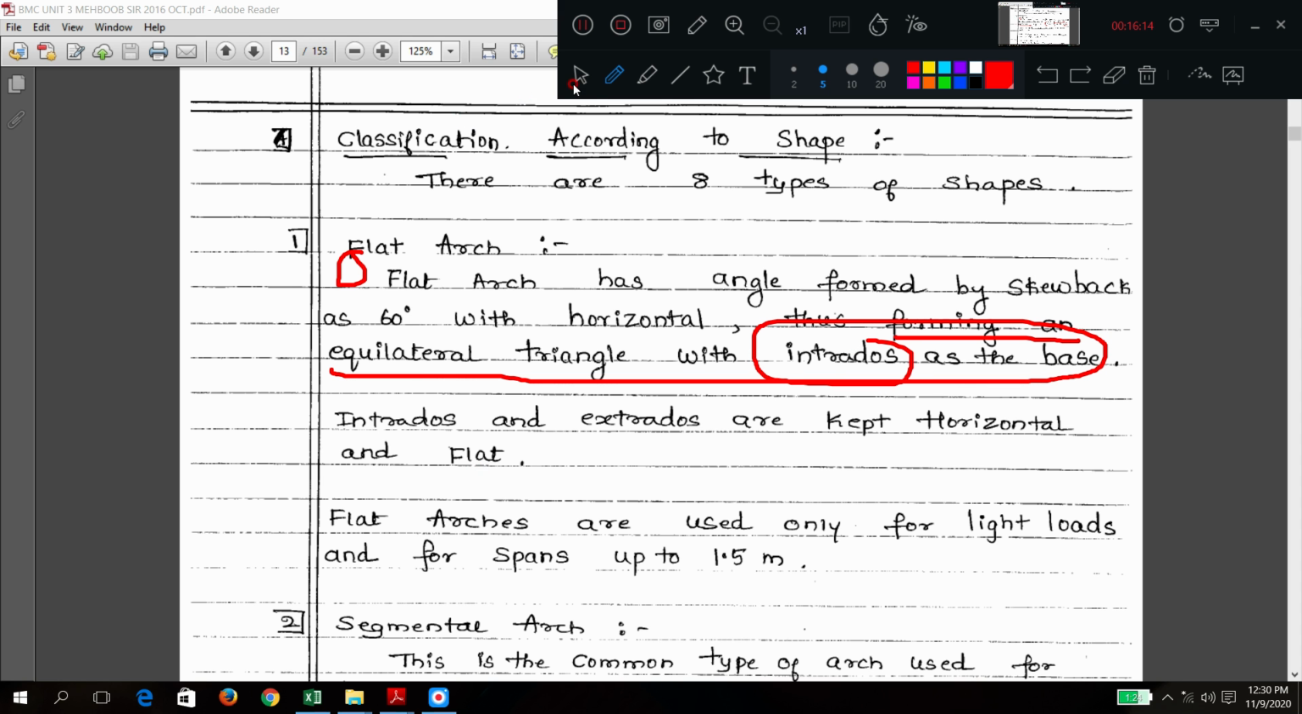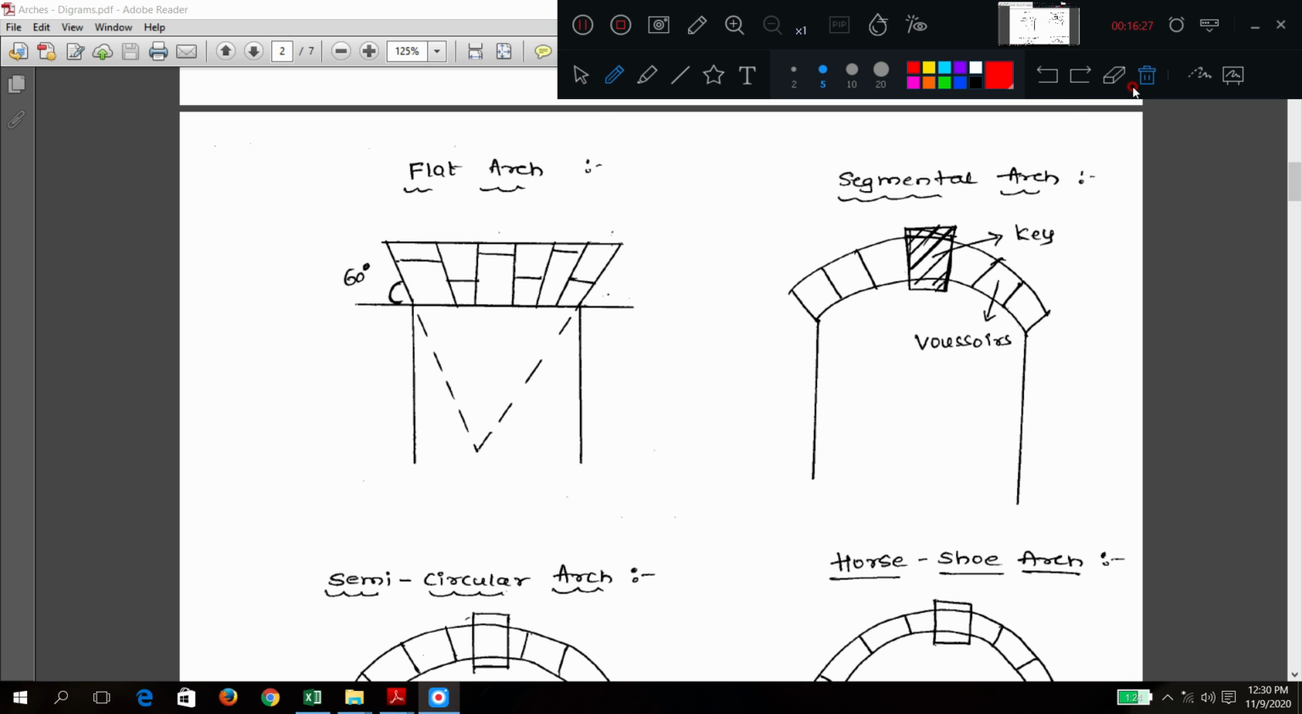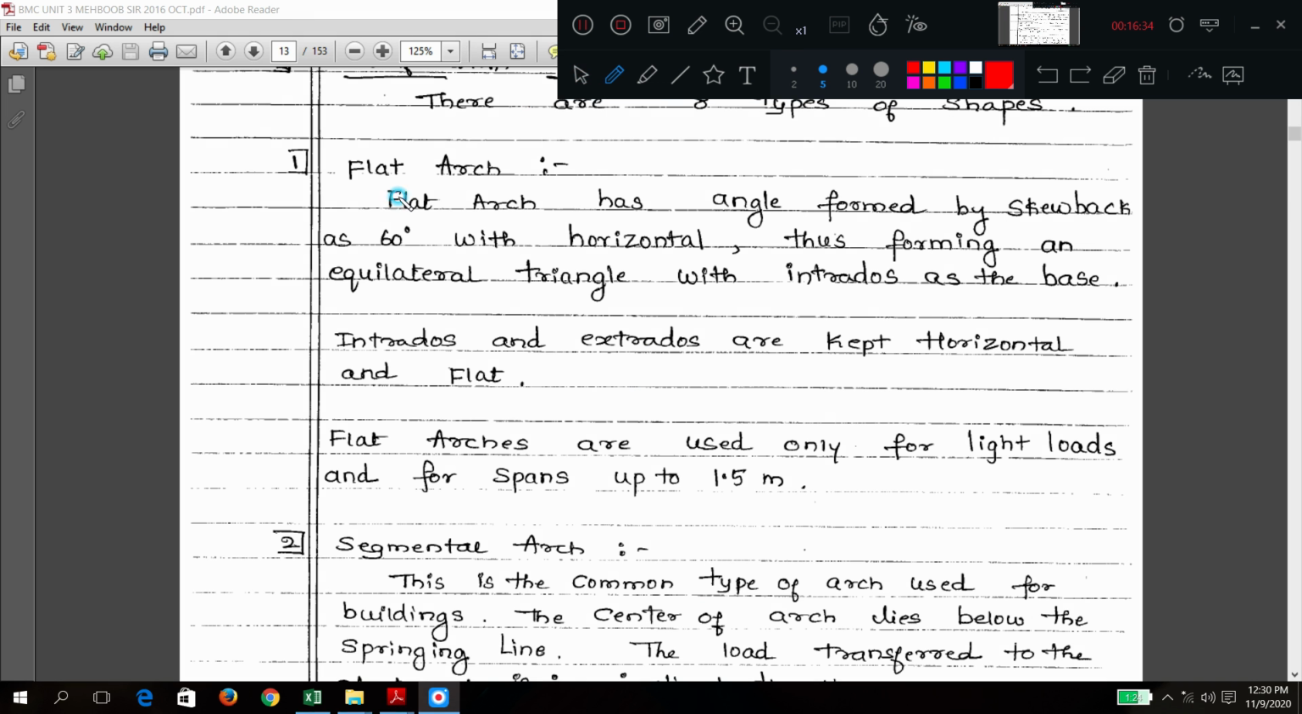With the intrados. Where is that? Yes, here. So it is an equilateral triangle with the intrados. Flat arch, we are discussing. What other point can you see here? Very important: the name itself tells flat. That means the intrados and extrados are horizontal and flat. In the diagram you can see this is the extrados, this is the intrados.